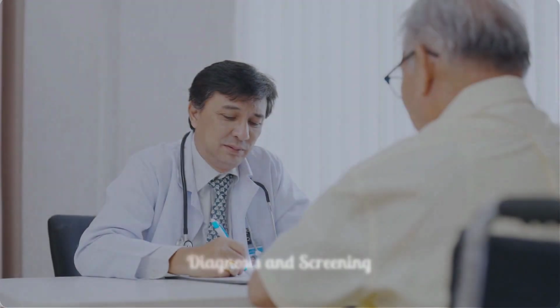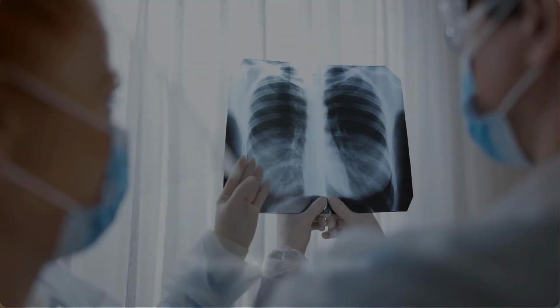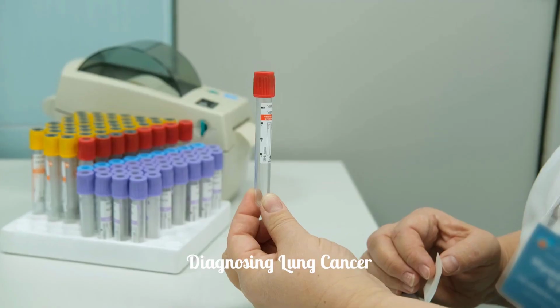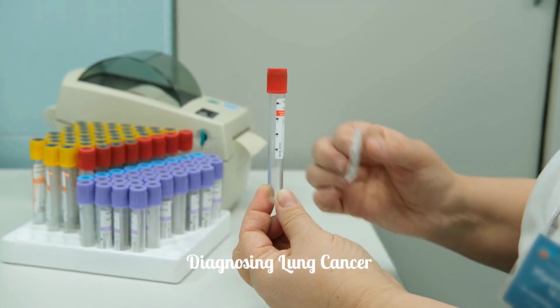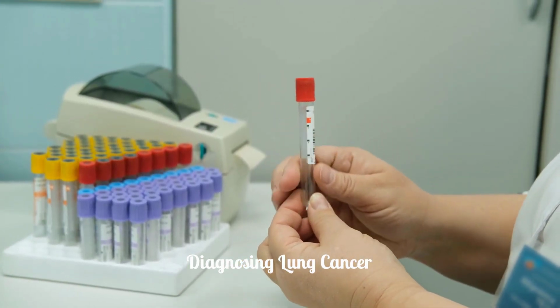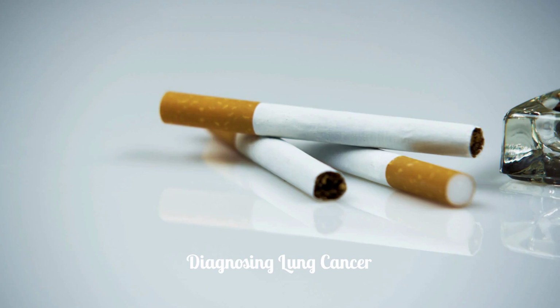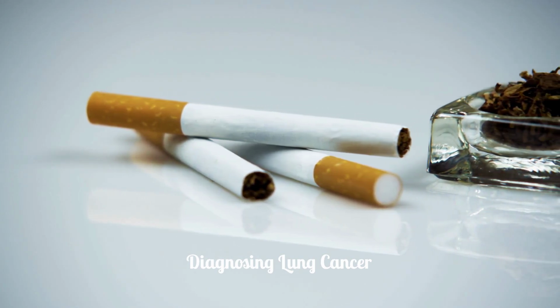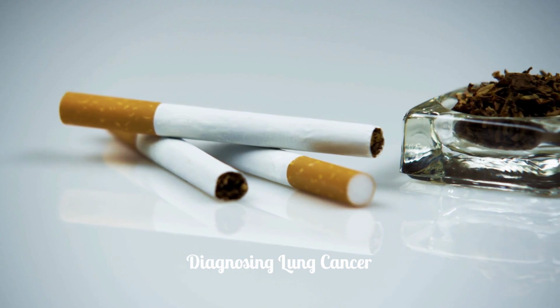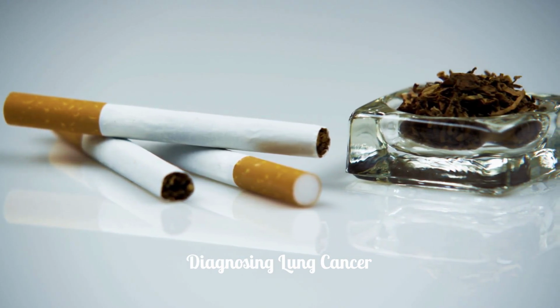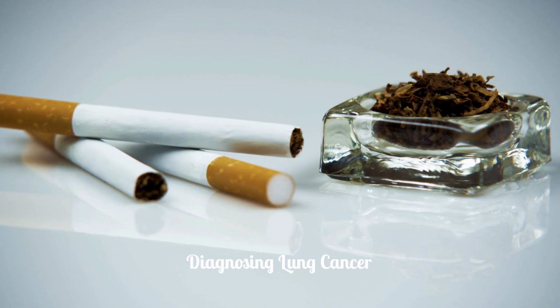How is lung cancer diagnosed? Doctors typically use chest X-rays and CT scans to check for lung cancer. If a suspicious mass is found, a biopsy, taking a small lung tissue sample, may be performed to confirm the diagnosis. For high-risk individuals, such as long-term smokers, doctors may recommend low-dose CT scans for lung cancer screening to detect the disease as early as possible.